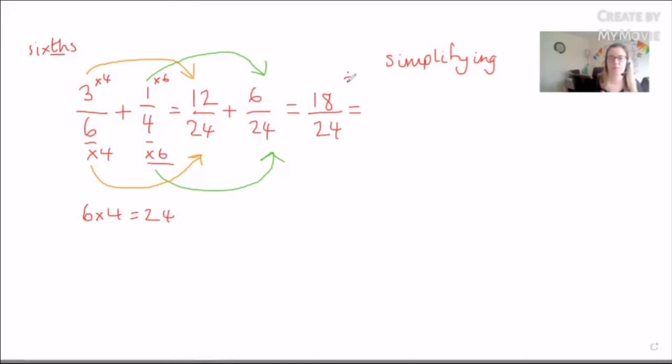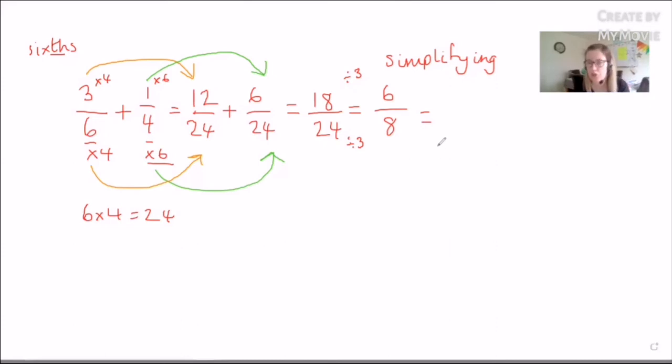So what we need to do is divide by 3. Remember, whatever we do to the numerator, we also do to the denominator. So divide by 3. 18 divided by 3 is 6. 24 divided by 3 is 8. Well done. Because 8 3s are 24 and 6 3s are 18. Can we simplify even more? Yes, we can. Well done.